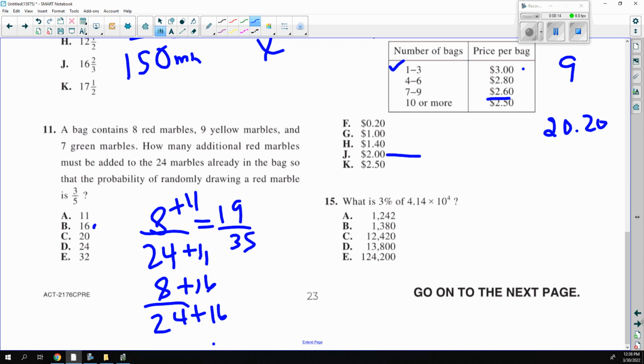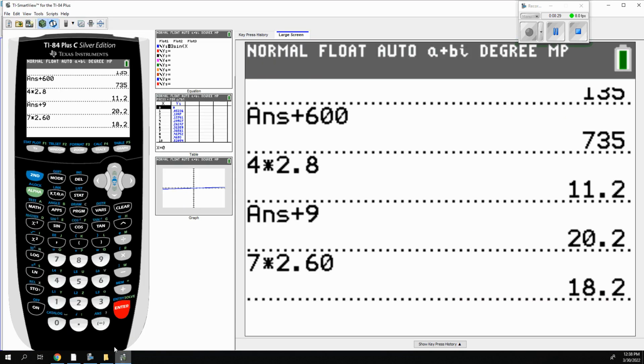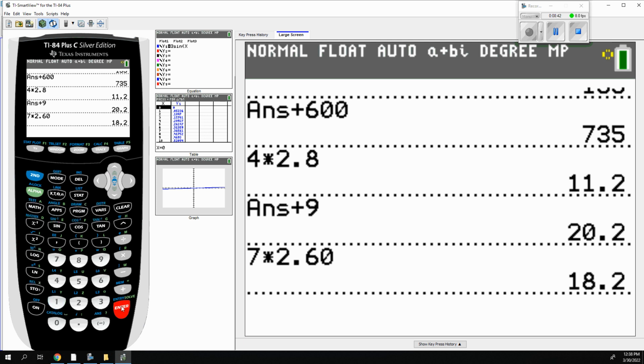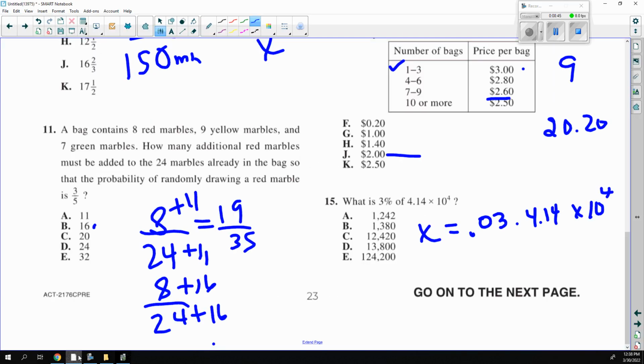15, a student and I were discussing this yesterday. I like translation. What is 3% of means times 10 to the 4th. I get to put it right into my calculator. If I didn't convince you yesterday, I think I got you today because this one would be confusing if you tried to make a proportion out of it. The answer is 1242, straight through the calculator.